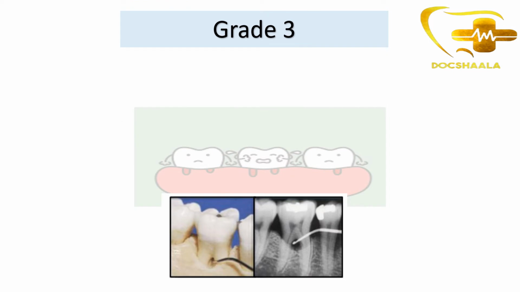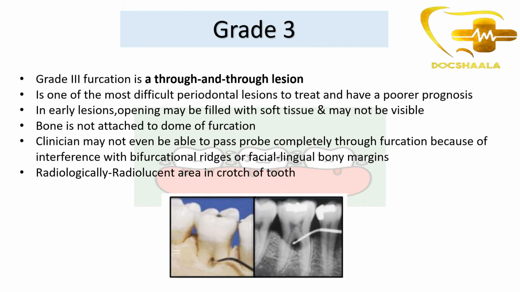Then coming to grade 3. Grade 3 furcation is a through and through lesion. Through and through lesion means nothing but the probe will come from one end of the furcation to the other end. So we can easily do that with the probe. It is one of the most difficult periodontal lesions to treat and has a very poor prognosis.